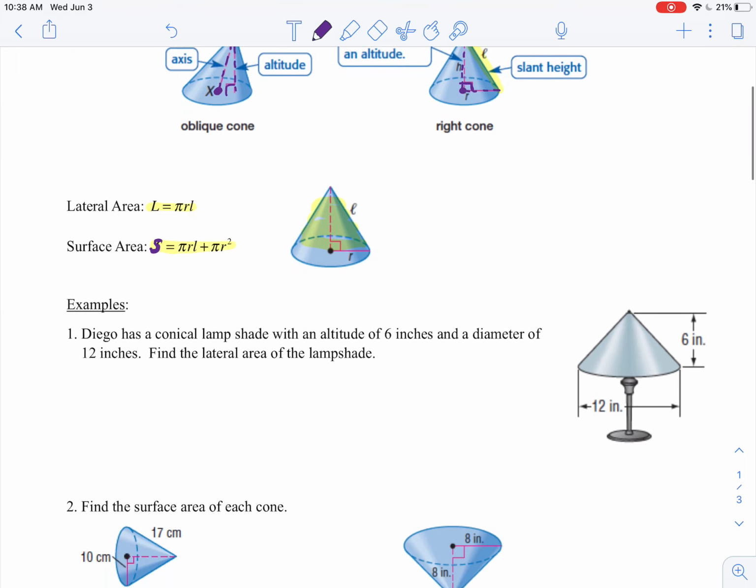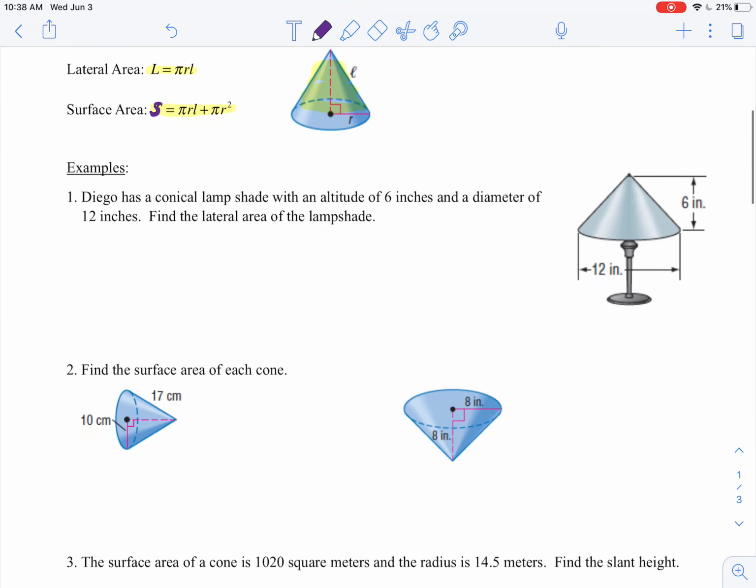Okay, let's take a look at a few examples. So question number 1, Diego has a conical lampshade with an altitude of 6 inches and a diameter of 12 inches. Find the lateral area of the lampshade. So for question number 1, we're going to use our formula, pi times the radius times the slant height. We can see that the radius of the base here is 6 inches, and our normal height, our altitude, is also 6 inches.